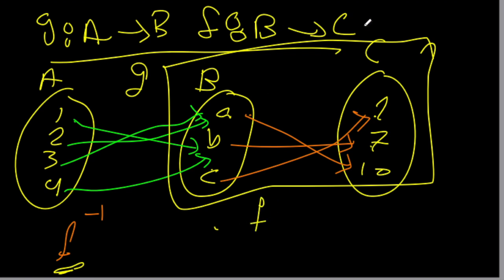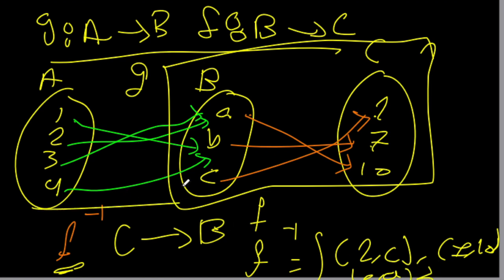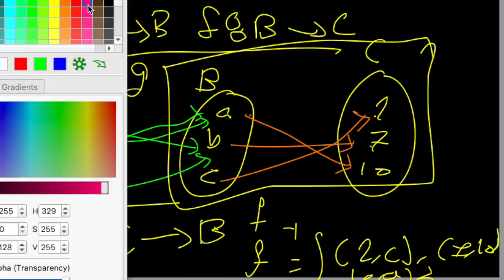All I worry about is that I have a function F taking me from B to C. Now I want the inverse, which will take me from C to B. And this function is basically 2, and 2 will take me to C, and 7 will take me to B, and we have 10, and 10 will take me to A. The reason I write A and B here is just to give you the sense that we are talking about F inverse.